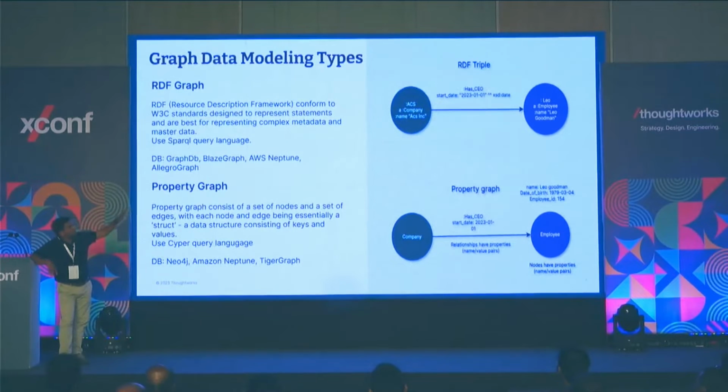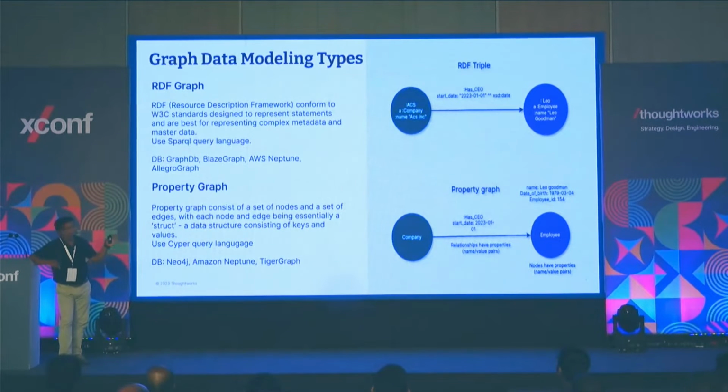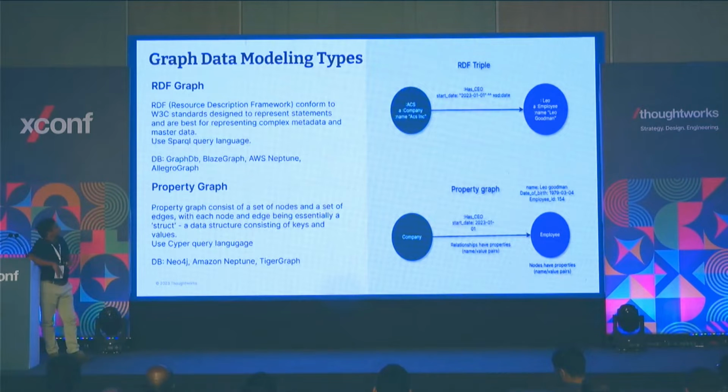So as you can see, in the RDF-based triple, they manage the information just like a triple, right? Whereas in the property graph, instead of managing it like a triple, they manage the information as a collection of labeled properties. Some known databases implementing RDF triples are GraphDB, Blazegraph and AWS Neptune. And for property graphs, you can have Neo4j, Amazon Neptune and TigerGraph.